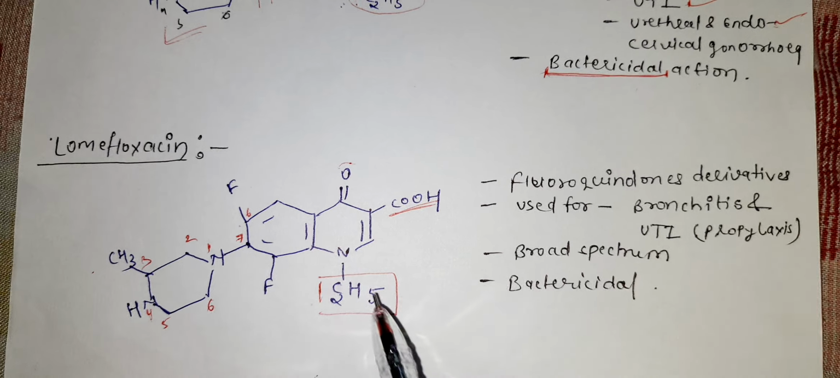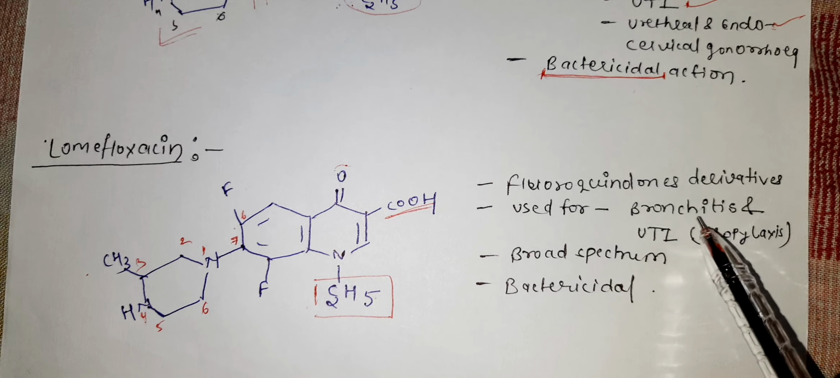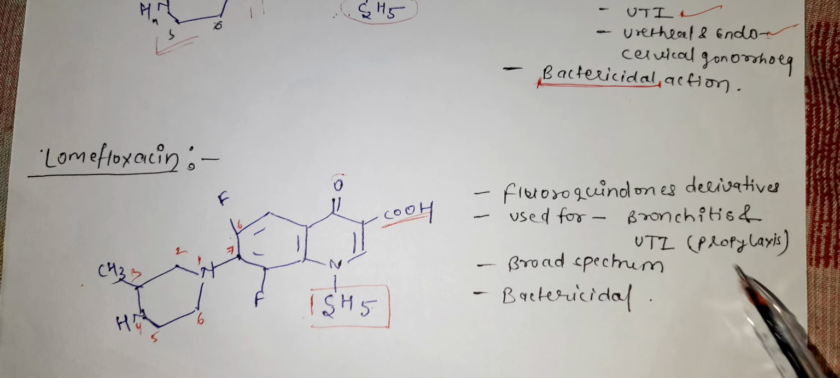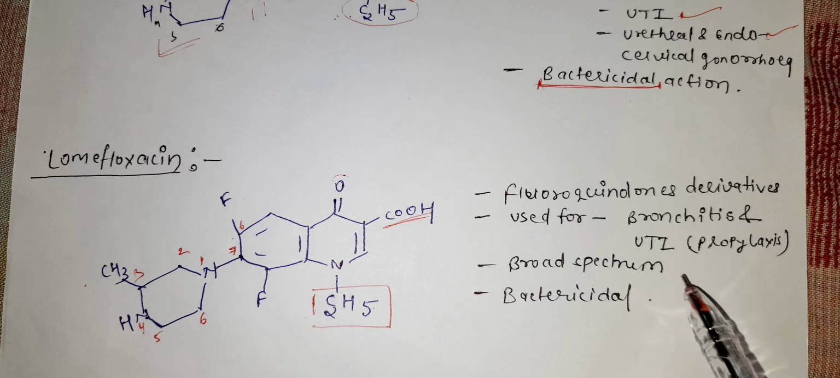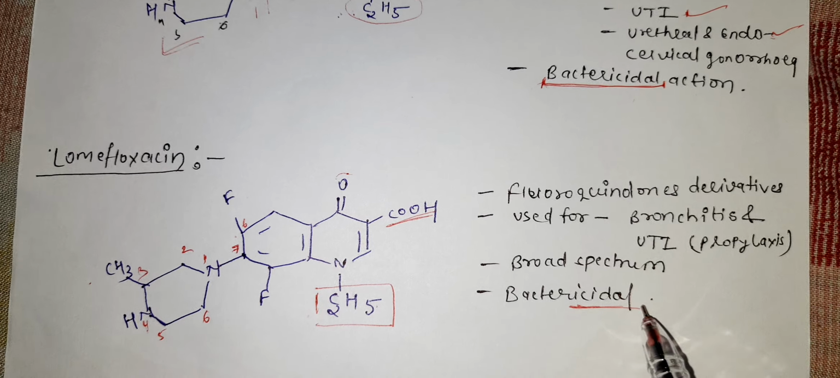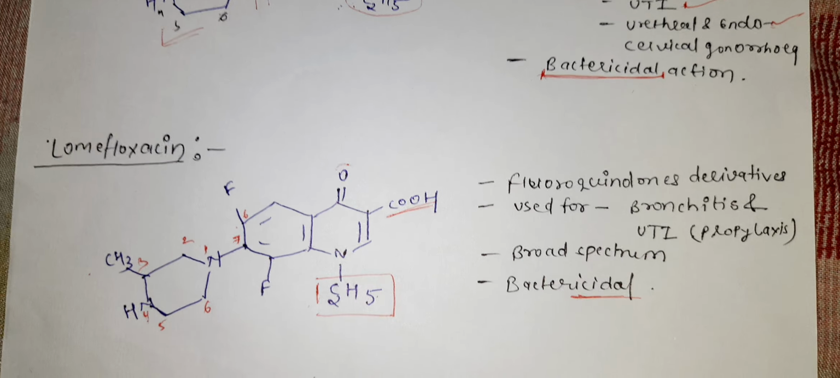So what is the use of this drug? Used for bronchitis and UTI. It is used for UTI prophylaxis, and it is a broad spectrum antibiotic and the action is bactericidal. So this is lomefloxacin.